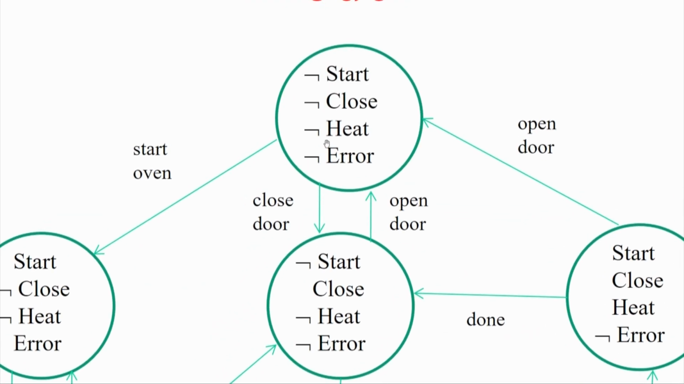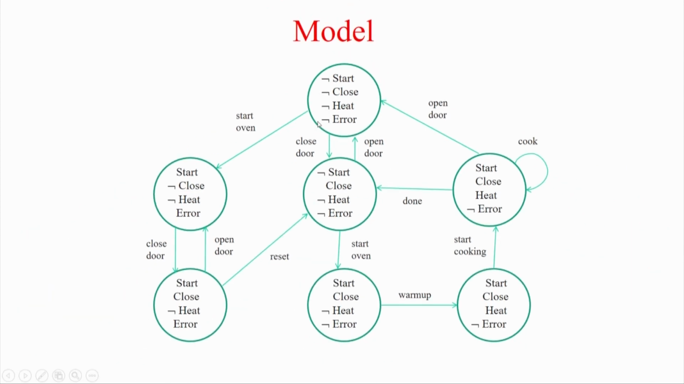So, this is basically your model. Again, you can see there are some variables: start, close, heat and error. Start means on, close means door closed, heat means microwave is on, error is some variable. So 4 variables means 2 to the power 4, 16 possible combinations. And if I make an explicit enumeration, you will find this is a huge state space. That is where the complexity is going to kill you.